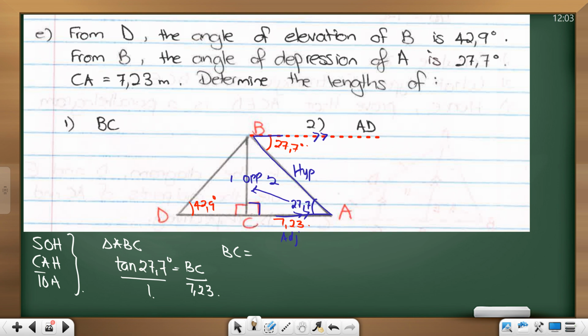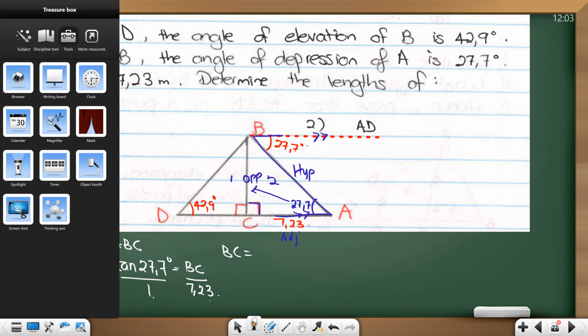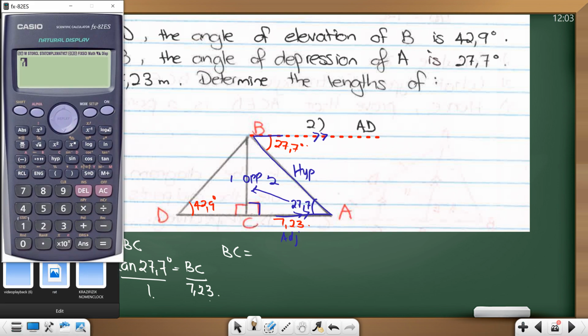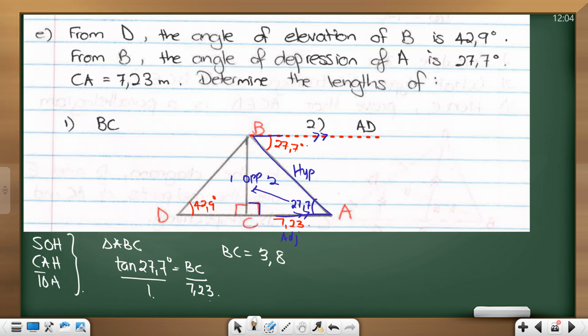Okay, so you don't make a mistake in an exam, put this number first. You get the same thing whichever way you put it, but it's always 7,23 times tan 27,7. The answer is 3 comma what? Two decimal places, child. It's 3,80, which is the same as 3,8.